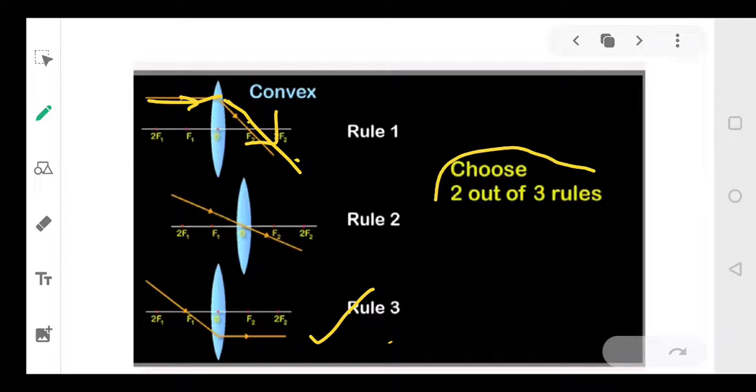So these are your 3 rules, and out of these we will use 2. Means we will use 2 rays for drawing the diagrams. How many rays will we use? 2 rays for drawing the diagrams. Okay, I hope you understood. We'll use only 2 rays for drawing the diagrams.